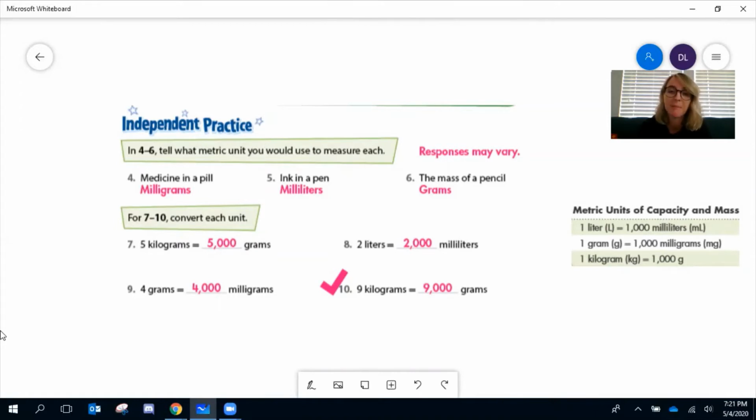For number 6, the mass of a pencil. A pencil is fairly light, so we would use grams to measure that rather than kilograms, because kilograms are obviously much heavier. All right, for number 7 through 10, we're going to convert each unit.